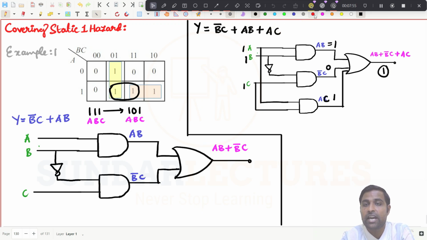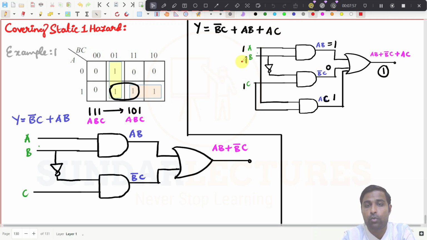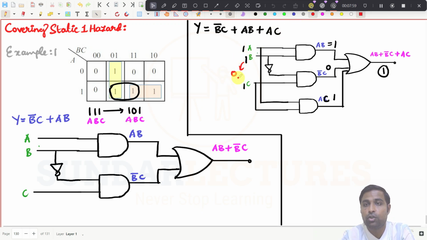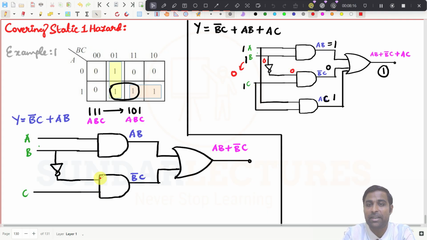And what happens here? If this B is going to 0 now, then what happens? This is going to 0. So this is already, here it is 0, but this 0 will be here. So it takes an extra time to make this one to 1 now. So that the problem has happened here.